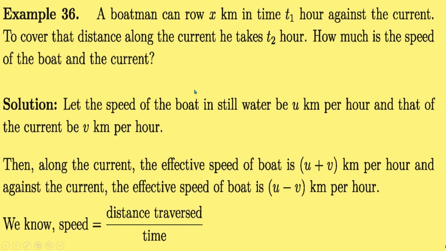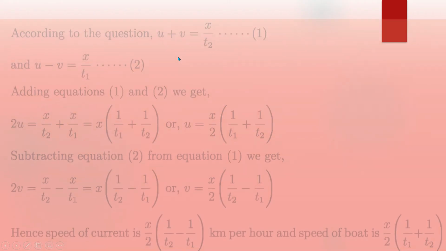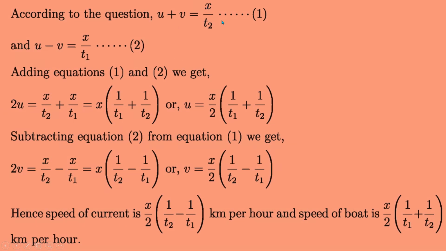Total distance here, let it be x. Given x divided by t2 and x divided by t1: u minus v equals x divided by t1, and u plus v equals x divided by t2. That means distance by time, and the other one, u minus v, is equal to distance by time.